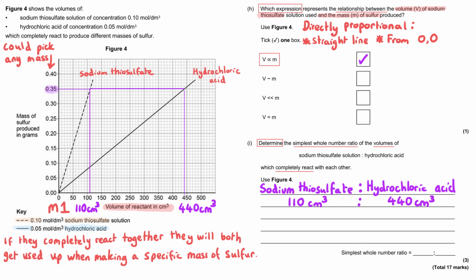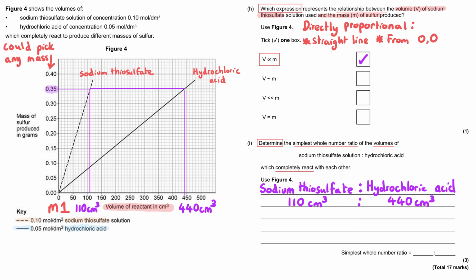And so you'll get your first mark of the 3 for choosing a point on your graph that you can use readily and for marking on it. It's really important to annotate your graph to show that you are using figure 4 as the question demands that you do. And then we have to turn this volume ratio into the simplest whole number ratio.